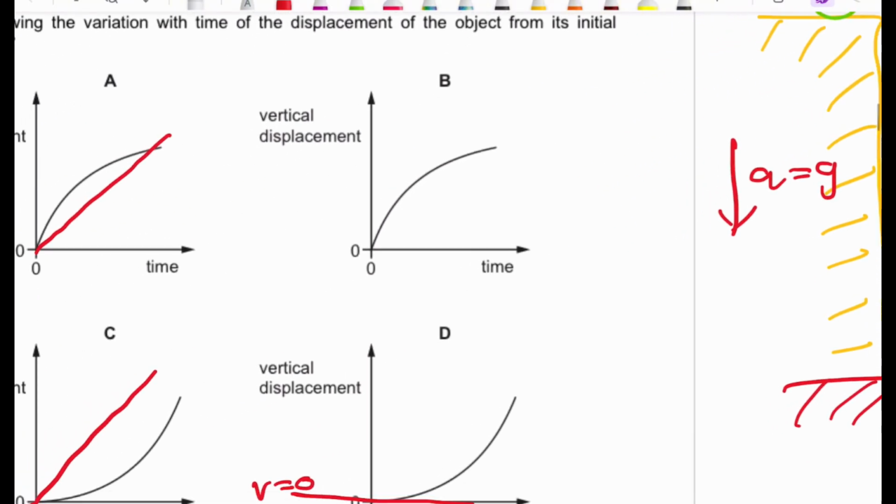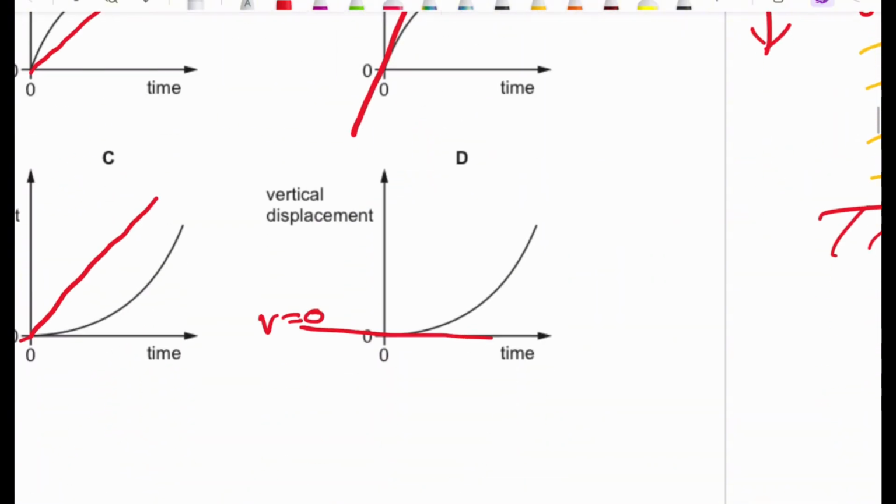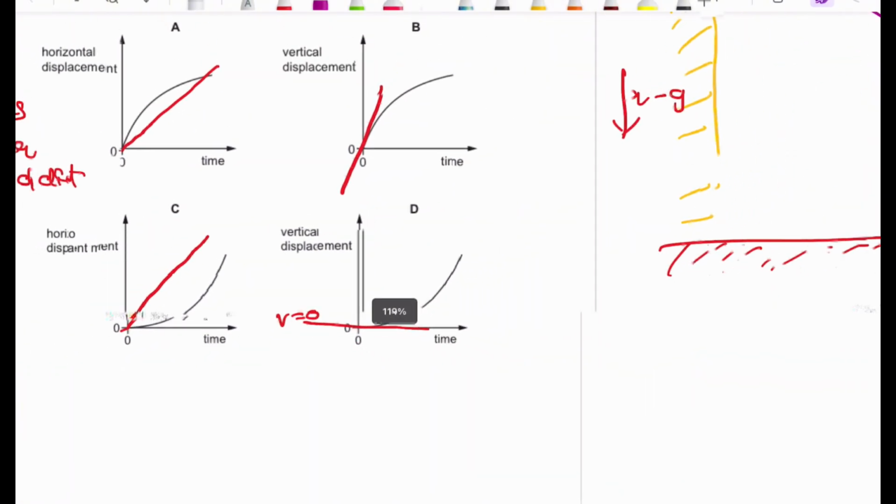But here, B is wrong, because if I draw my tangent, I'm already starting with an initial velocity, which is not 0, which makes B quite wrong, but it makes D correct because the initial velocity is 0. And the velocity is going to increase. As you can see, the gradient keeps on increasing. The gradient at this point is quite different from the gradient at that point. The gradient keeps on increasing, and the velocity will keep on increasing.